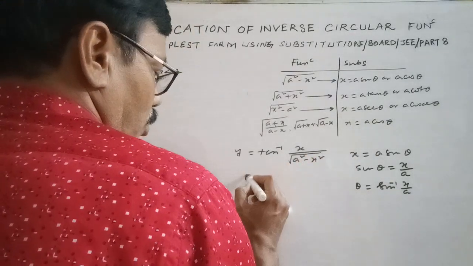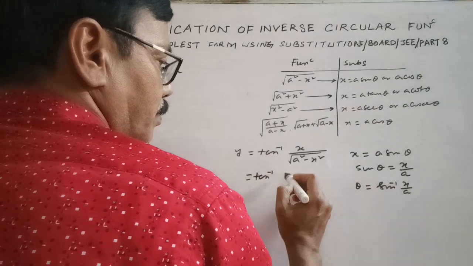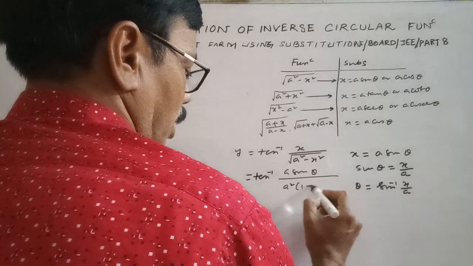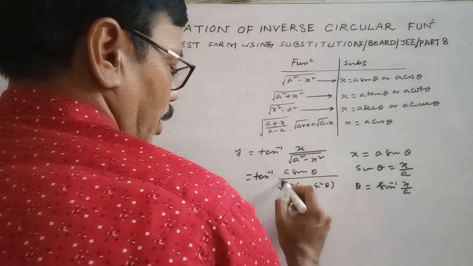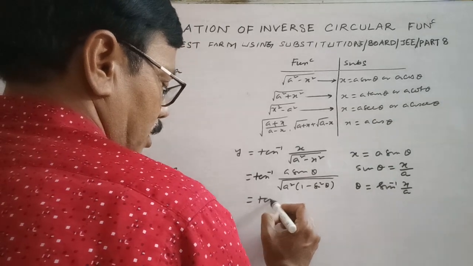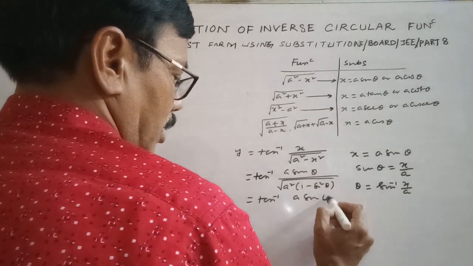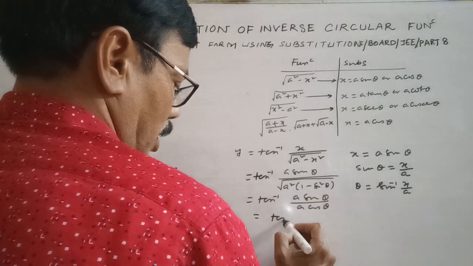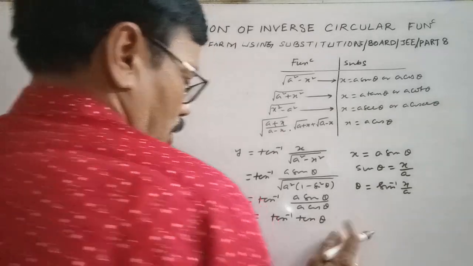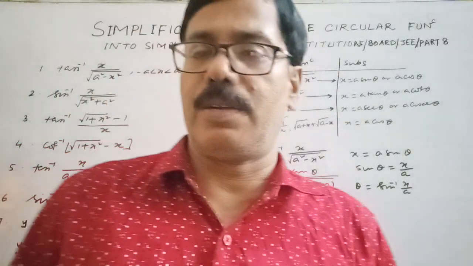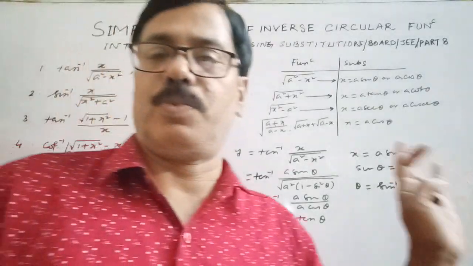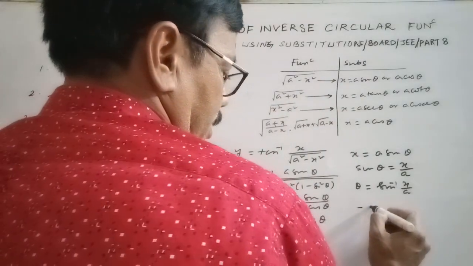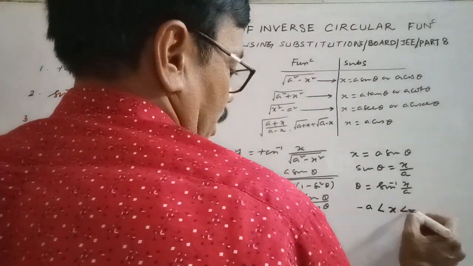So now simplify. y equals tan inverse of a sin theta by root over a square common, 1 minus sin square. So finally you are getting tan inverse a sin theta by a cos theta. So tan inverse tan, so it is theta. If no condition is given, we suppose theta belongs to the principal value. So here a condition is given: minus a less than x less than a.